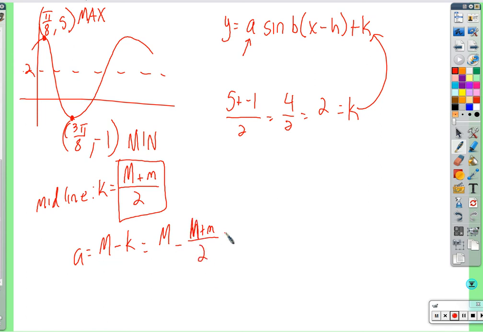If I want to put these together, well, I need a common denominator. So I've got 2M over 2 minus big M plus little m over 2 equals. Okay. This would be the same as plus negative M minus m. Redistribute the negative. Okay, so 2M minus M is just a single M minus little m over the common denominator 2.